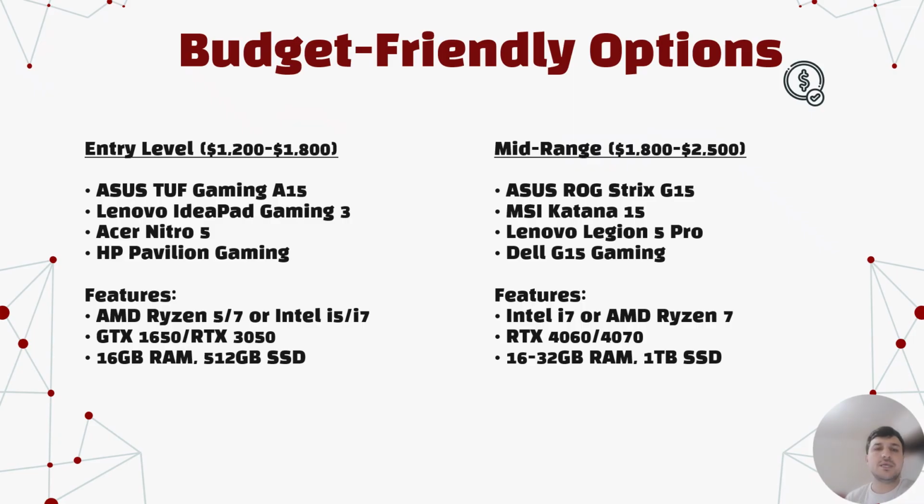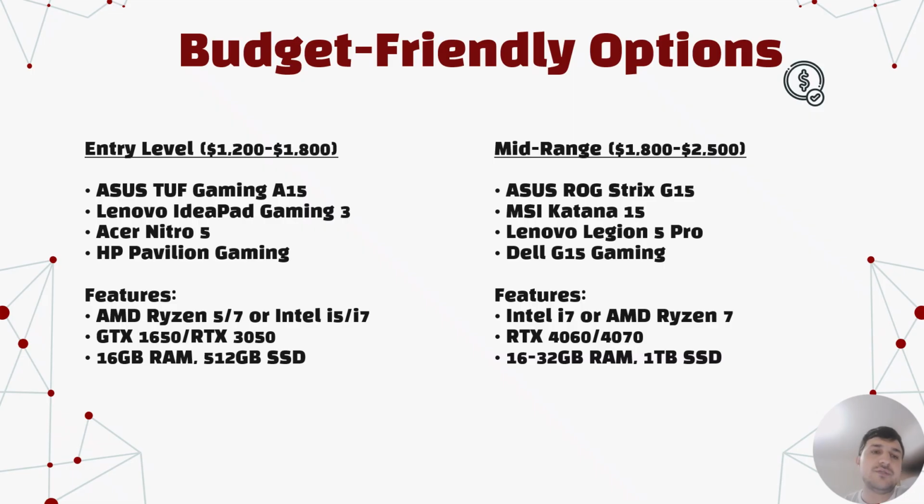So what are the best budget-friendly options? We have 2 levels here: entry level and mid-range. Entry level starts from $1,200 and mid-range starts from $1,800. We have different models, like for the entry level Asus TUF Gaming A15, for mid-range Asus ROG Strix G15, and in the same way we have Lenovo IdeaPad Gaming, Acer Nitro 5, HP Pavilion Gaming.